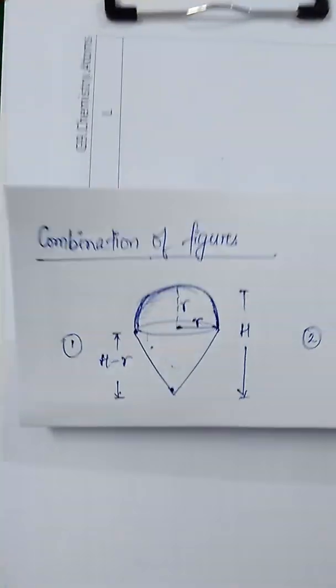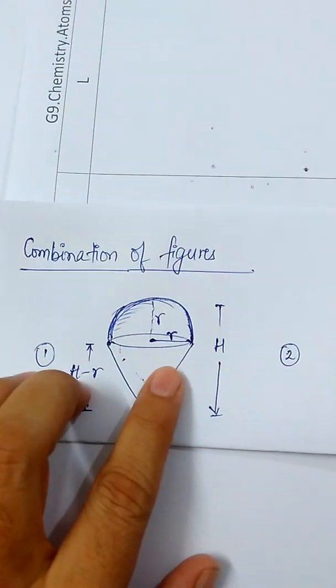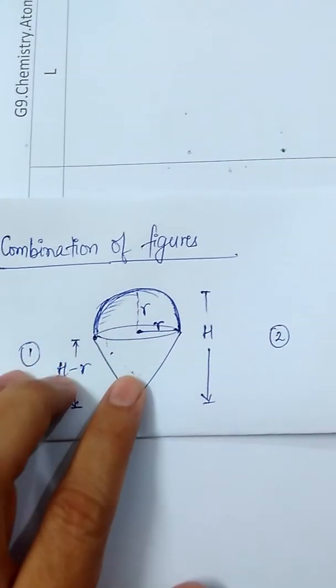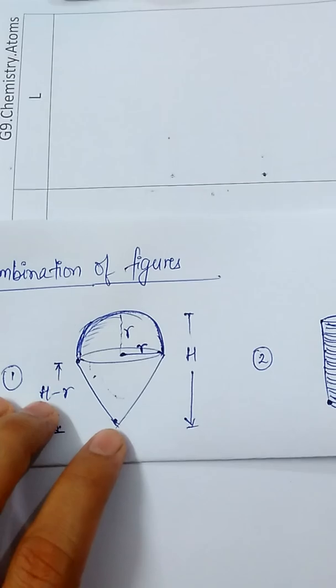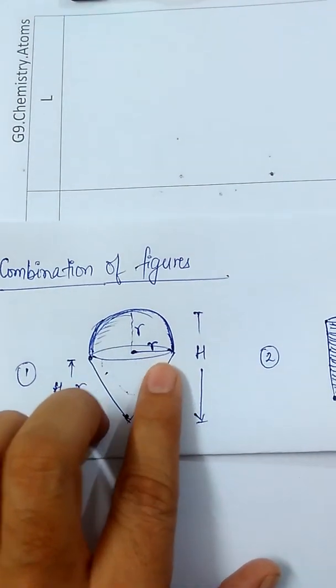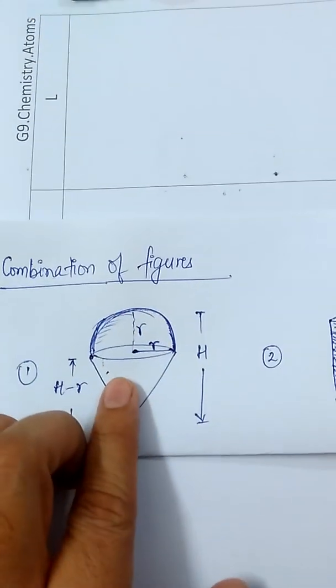What is actually new from class 10th is the combination of figures. Let's say there is a cone and above the cone there is a hemisphere attached to it, exactly attached. We can see that the radius of the cone is also the radius of the hemisphere. That's why it has been attached comfortably.